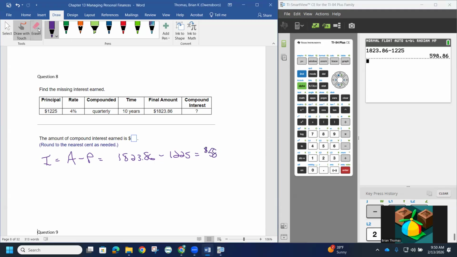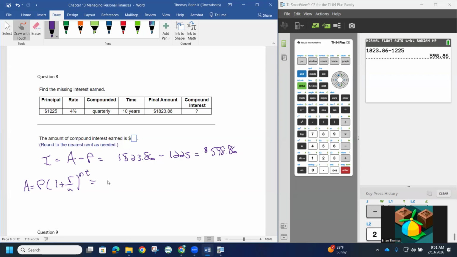Oops, try that again. So $598.86. Notice how we could have determined the final amount because we could have used the compounding interest formula. We could have said that the final amount is going to be P times 1 plus R over N raised to the NT. That's our compounding interest formula.